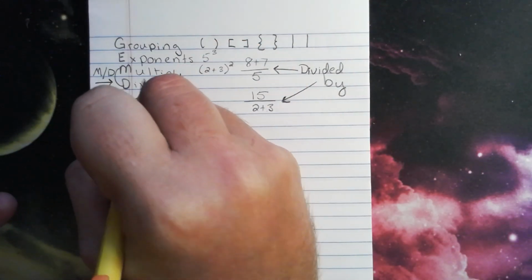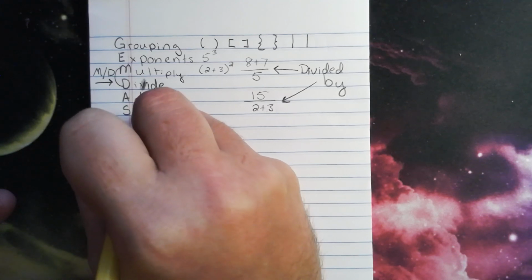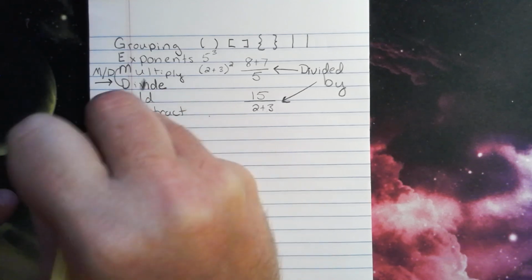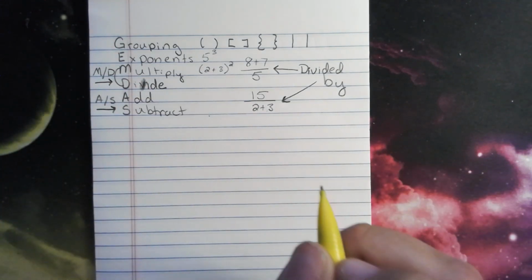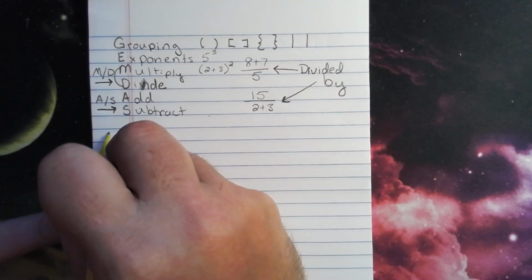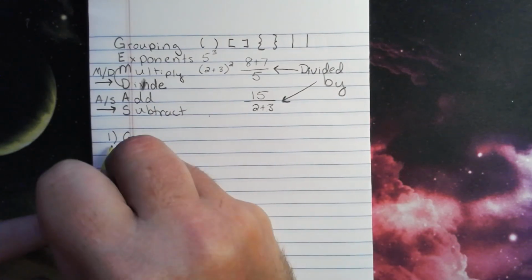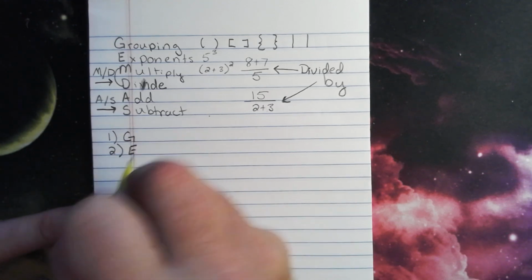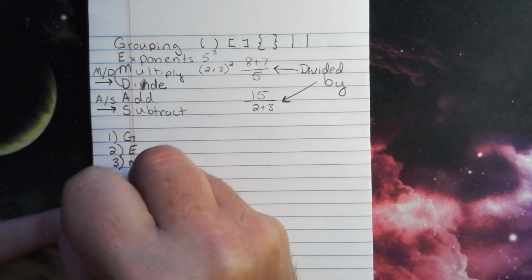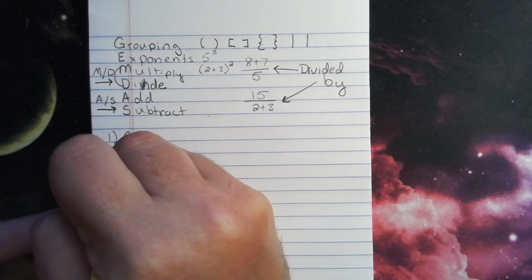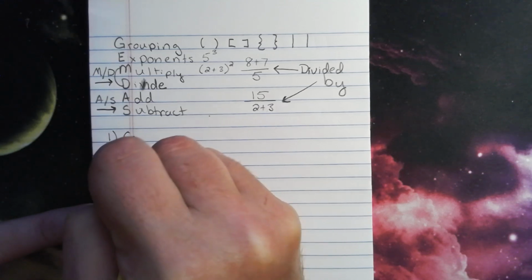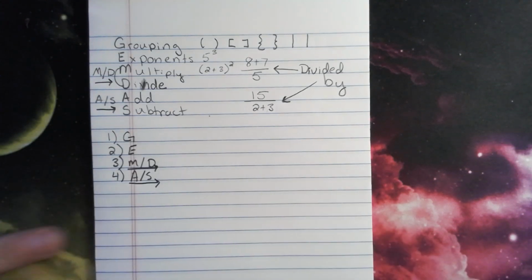This is the same thing with adding and subtracting. Okay, they're still going to be A and S, and it's going to be left to right. So really, we only have 4 steps. We have 1, which is grouping, and I'm just going to write the letter. 2 is the exponent. 3 is multiplication and division from left to right. And then we're going to do 4, which is add, subtract, again from left to right. So there's really only 4 steps to the GEMDAS process, or order of operations.